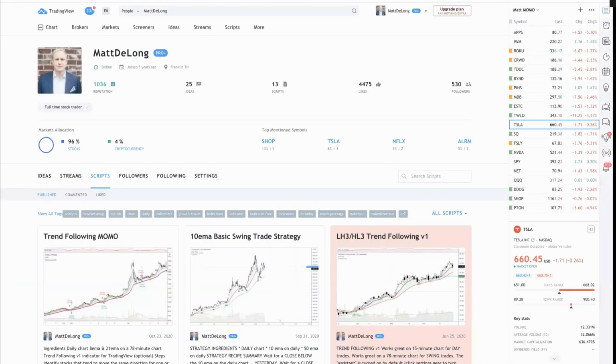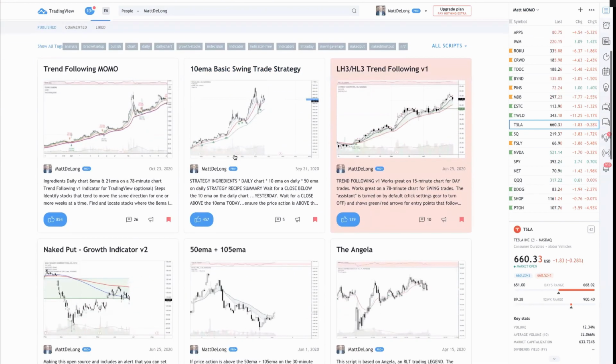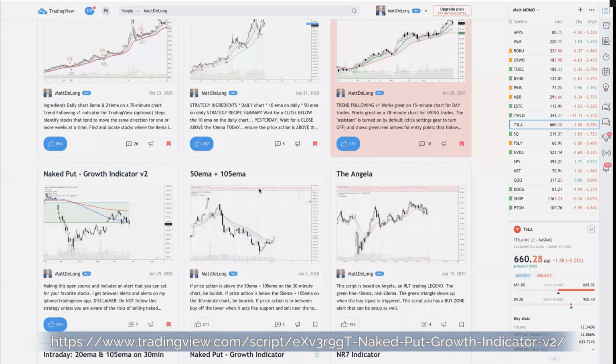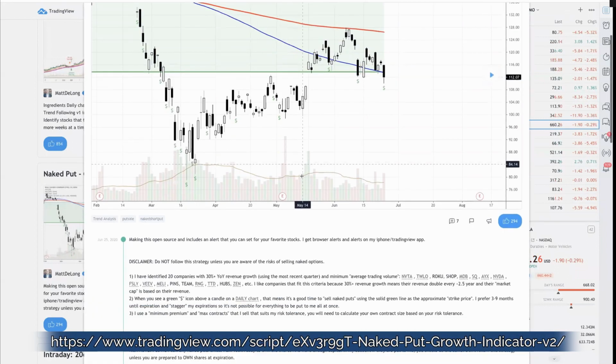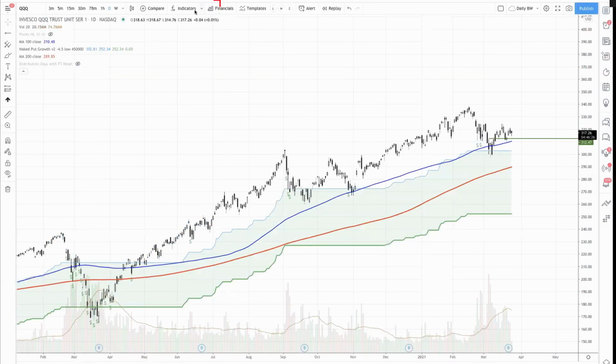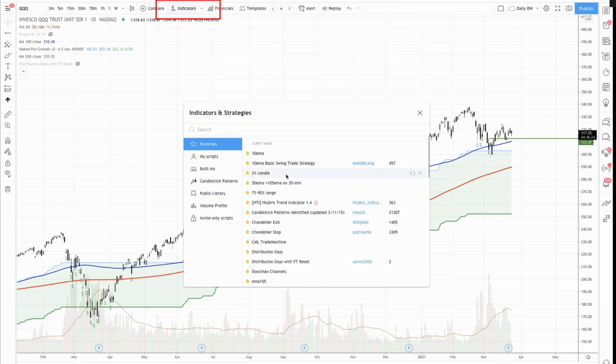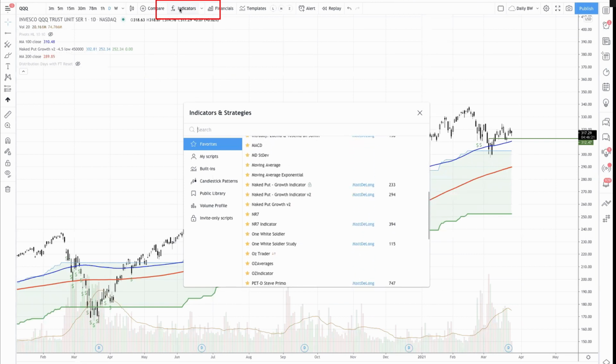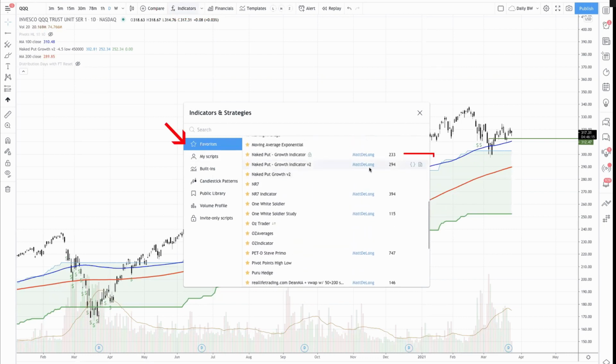So the first thing, if you guys are interested in using it, is you just go to TradingView, and up here you search for my name, Matt DeLong, that's me. You go down here to scripts, and then you go down to naked put growth indicator V2. And so what you're able to do is go down here, and there's a blue button to add to your favorites indicator. So add it to your favorites, and that automatically does not put it on your chart. What that does is it puts it here in this list, where you can then click the FX button to go into your indicators, click on favorites on the left, and then right here, it shows up, boom, you click on that, and then that adds it to your chart.